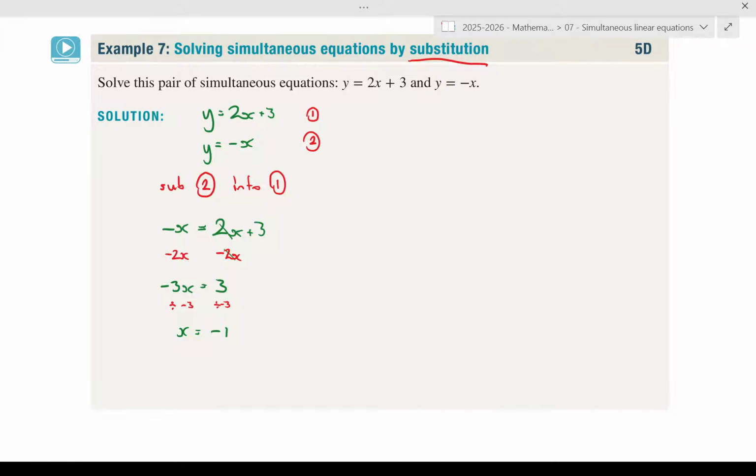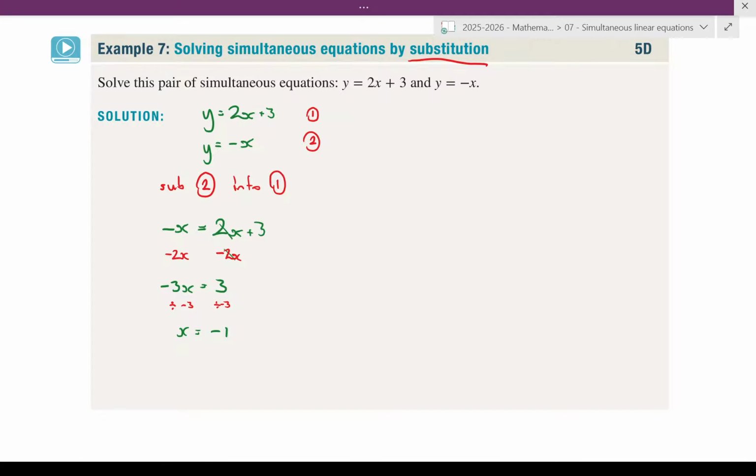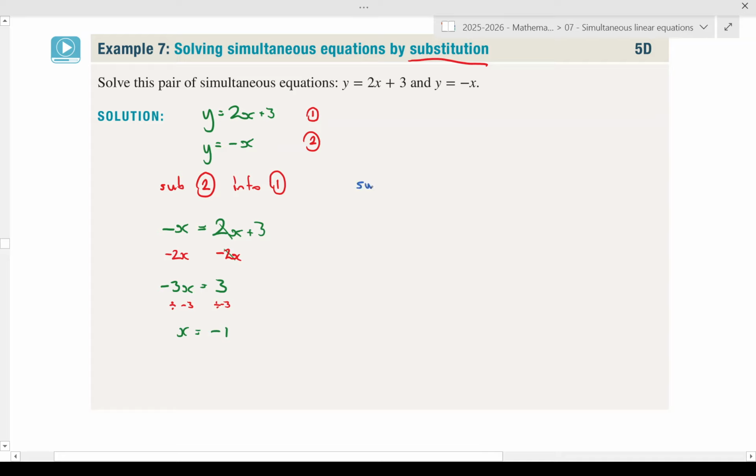Now, I could test that by putting it into both equations and seeing if it works. But what I now need to do is, because I've got my x value, put the x into an equation. So now sub x into equation 1. Let's put it into equation 1. So we've got y equals 2, and we're subbing in the x, 2 times minus 1, plus 3. So y equals minus 2 plus 3, y equals 1.